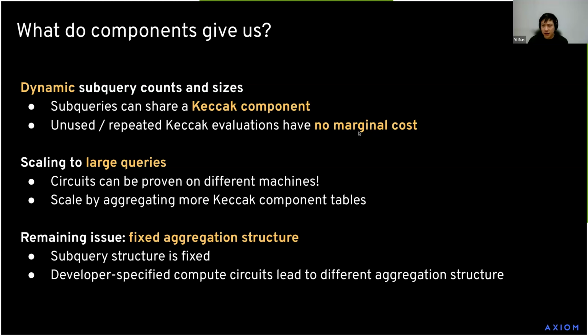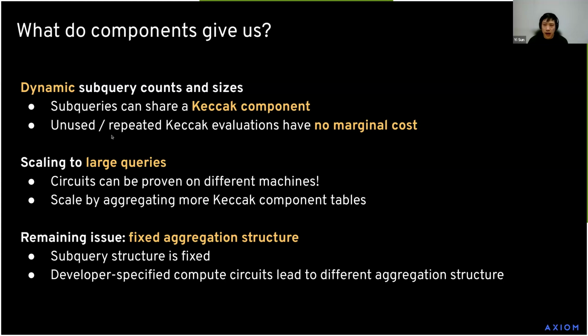Okay, so let's see how the components actually address the considerations that we were mentioning earlier. So the first thing is that it actually dramatically cuts the cost of dynamic subquery counts and sizes. And the reason is that the dominant cost for us is using catch-act, is verifying the catch-act hash. And so this allows us to share the cost of the catch-act hashes between all subqueries.